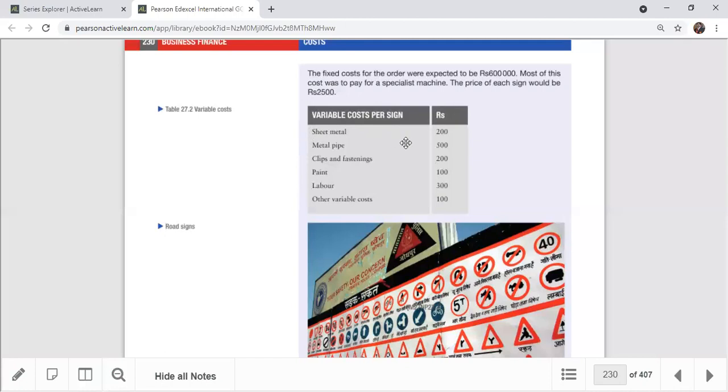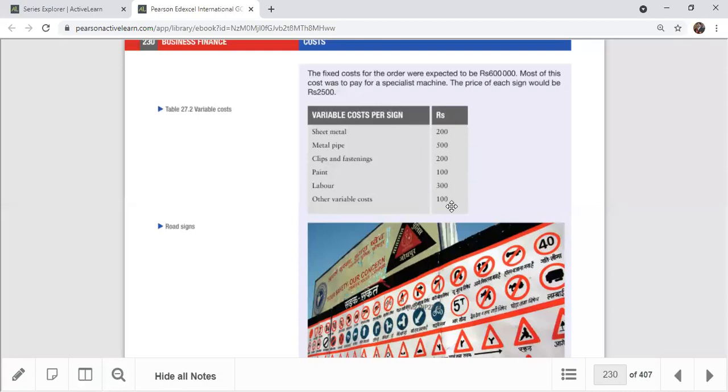So variable cost per sign is like that. The sheet metal costs 200 rupees. Metal pipe, I told you, the bar they are fitting to the earth, that's 500 rupees. The clips and fastenings are another 200, because you need some clips to fasten the board. Then paint work 100 rupees, labor cost 300 rupees, other variable cost 100 rupees.